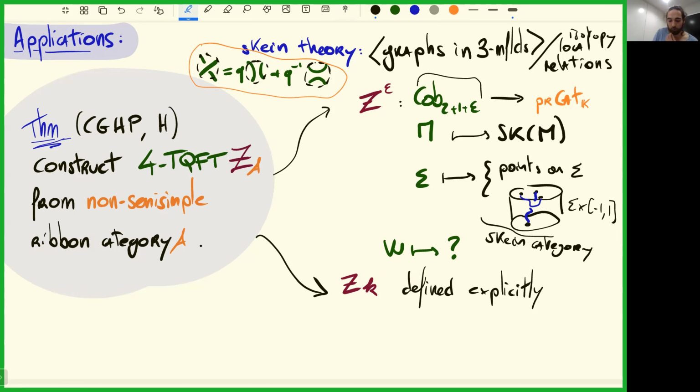Now I can just define my handle attachments. I will define some linear maps between these skein modules by hand, and I check these handle relations. Even if I don't have a complete understanding of the whole story, I will be able to build these extended TQFTs.